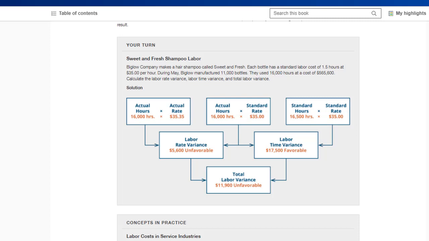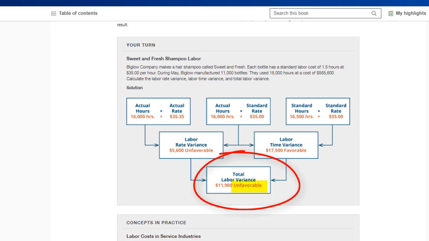$577,500 minus $565,600. I underspent my budget. I came in under budget by $11,900. Well, when you underspend your budget, when you come in under budget, that's a good thing. And therefore, we would say the total variance from our original budget was $11,900 favorable. And that's where the error comes in.